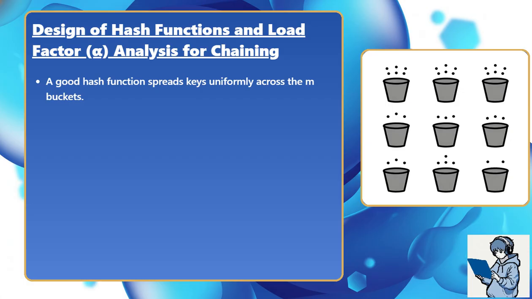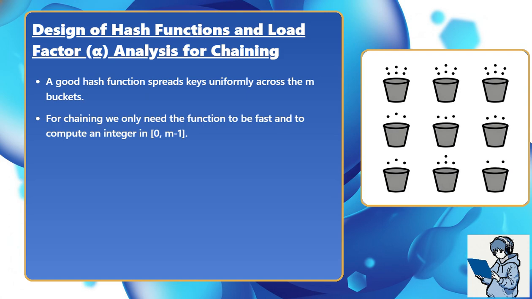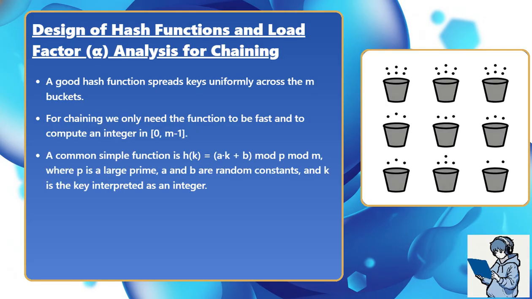A good hash function spreads keys uniformly across the m buckets. For chaining, we only need the function to be fast and to compute an integer in 0 to m-1. A common simple function is h of k equals a times k plus b modulo p, modulo m, where p is a large prime, a and b are random constants, and k is the key interpreted as an integer.